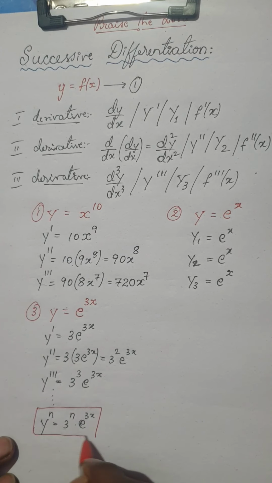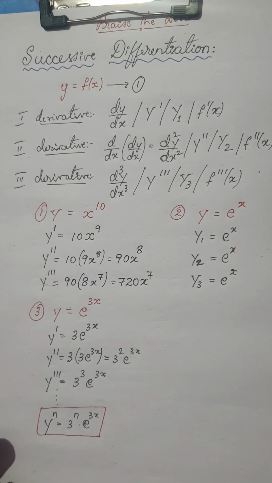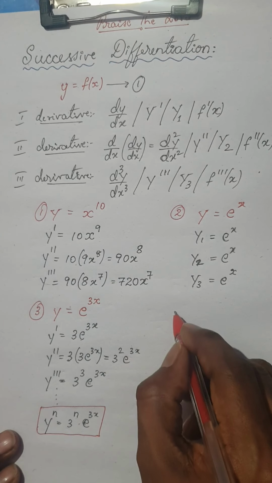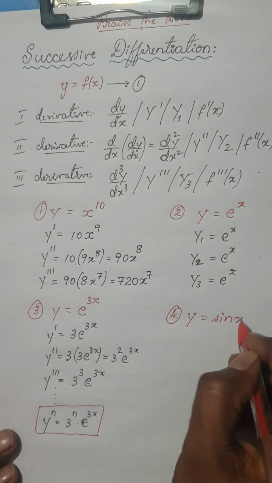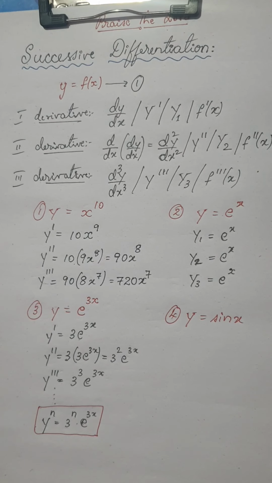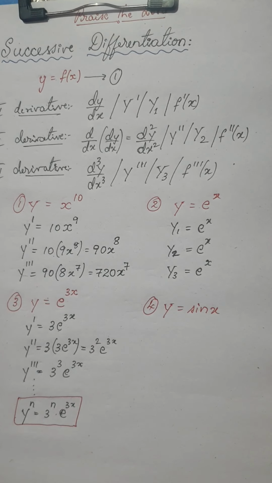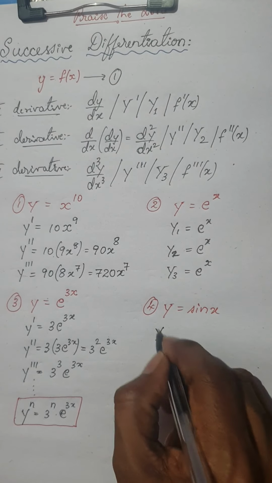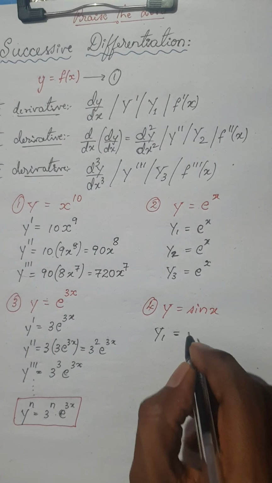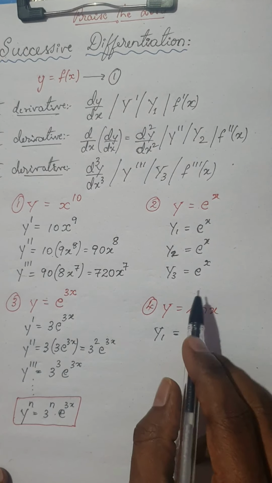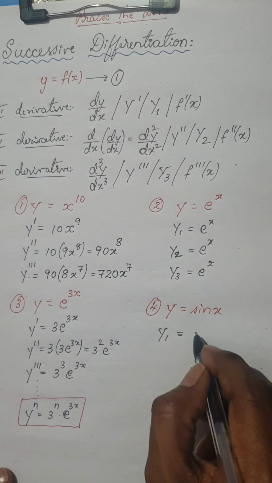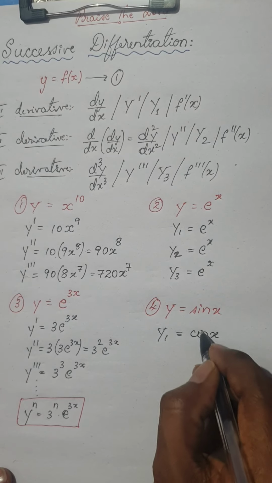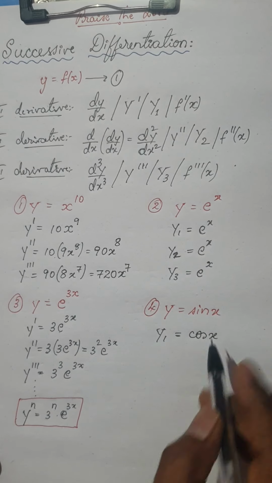Okay, let me take another example. Let me take the function, a trigonometric function. Let me take y is equal to sine x. See how beautifully this question changes now. Okay, now the first derivative is y1, or you can write it as y dash. The first derivative is, when you differentiate sine once, you're going to get cos x. We know it, derivative of sine is cos.